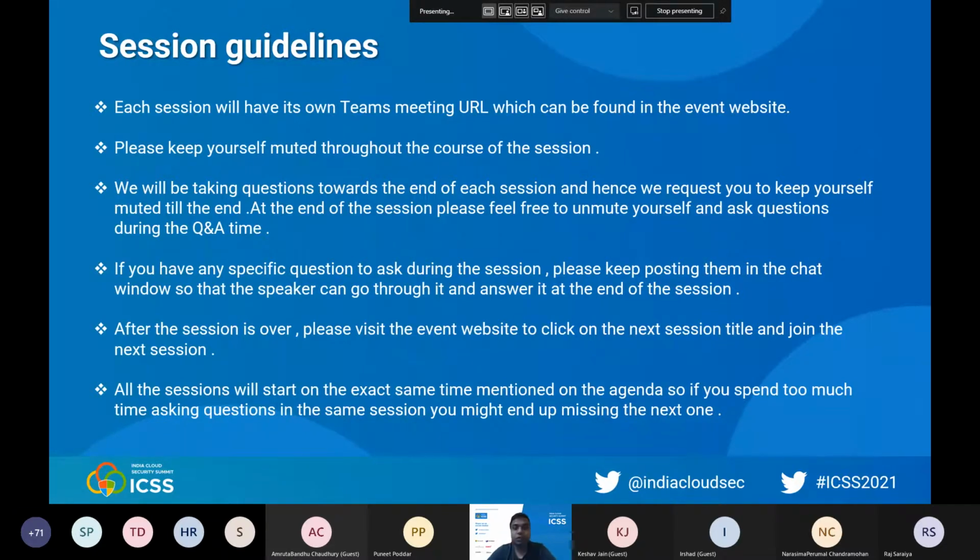Okay, so the key that you need to understand here is, since each and every session has its own Teams meeting URL, the moment a session ends, the session is going to end. So unless you have a very specific question to stay back and ask, do not spend too much time there, because parallelly the next session will be starting the following session.